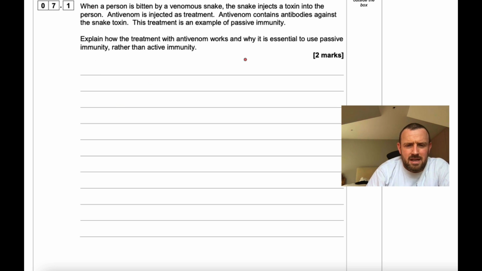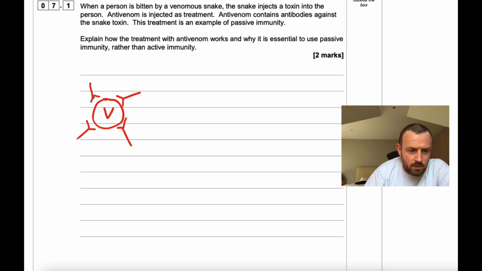Okay, well, basically the antibodies, I'm just going to draw V for venom. Here's the venom molecule. The antibodies essentially bind to the venom molecule and block its activity. The venom molecule is presumably a protein, so it's just going to block the activity of that protein. Sometimes venom is an enzyme, so it might block the enzyme. So that's how it works.